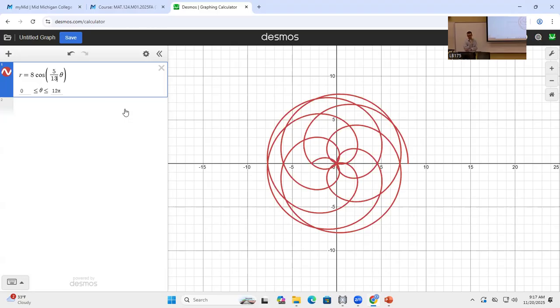Again, this is from 0 to 12 pi. Because we have this weird 5/13, I'm gonna go a little bit further than that. Let's go to 24 pi. So I get this shape. Very, I don't know, looks like embroidery or something like that, right? Some crazy symbol.